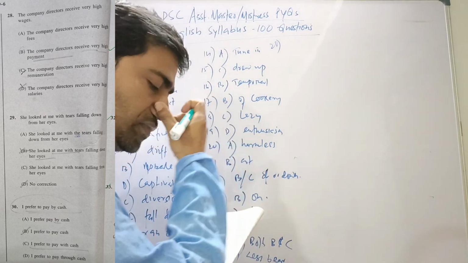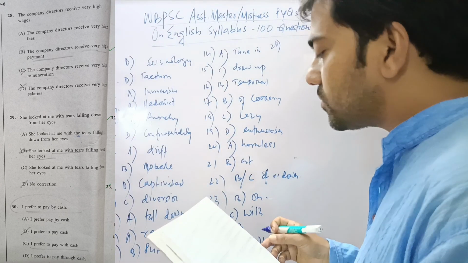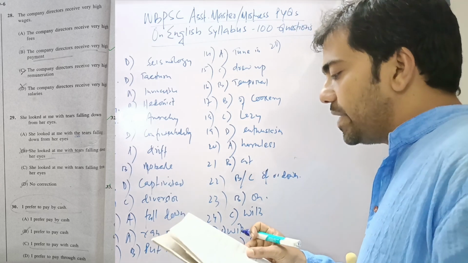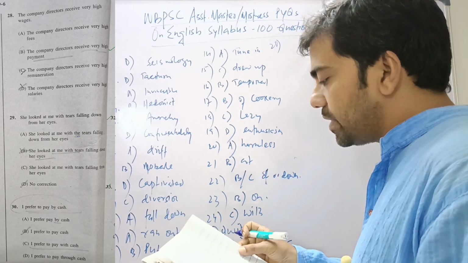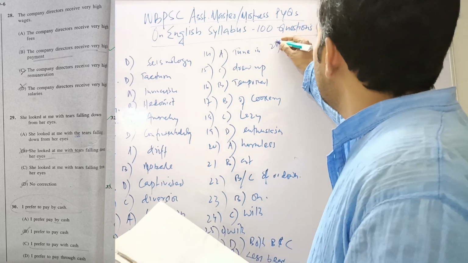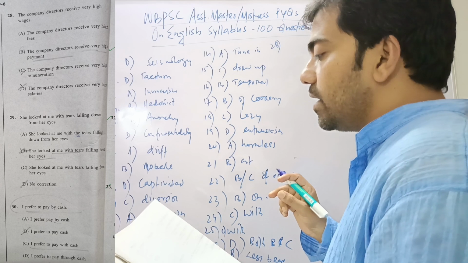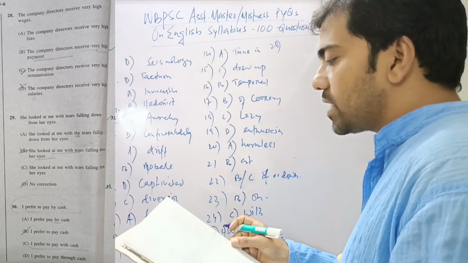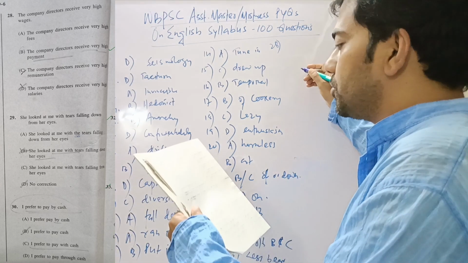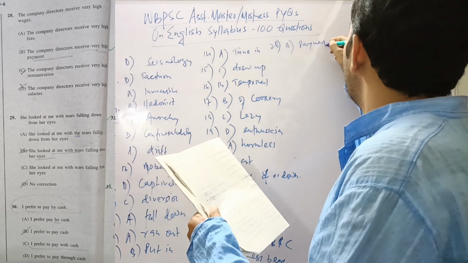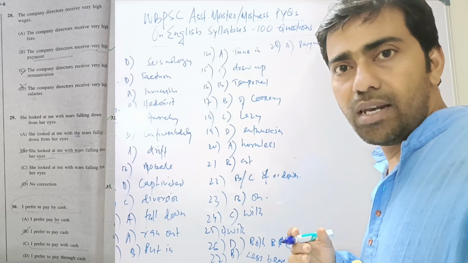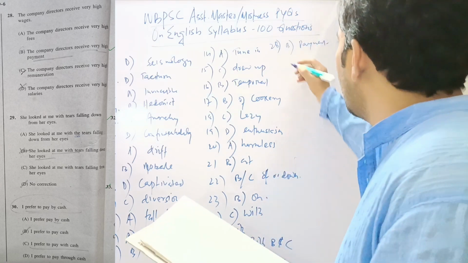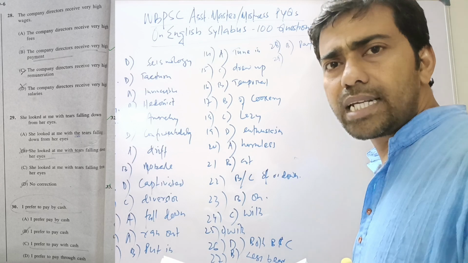Okay, 28 number question. What is it in 28? The company directors receive very high wages. The company directors receive very high fees. The company directors receive very high payment. Receive very high remuneration. The company directors receive very high salaries. So the term wages will be equivalent to payment. So payment will be the correct answer. Payment. You can see the standard of the questions. You can feel how close the options are, and it will be very confusing at the time of the examination.